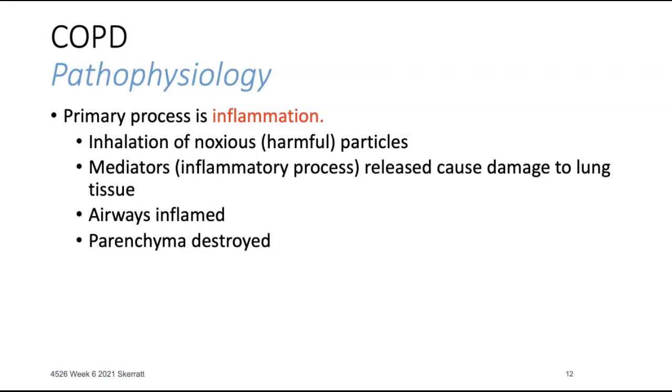So let's look at the pathophysiology. The primary process is inflammation. It starts with an inhalation of noxious particles. An inflammatory process takes place, which causes damage to the lung tissues, the airways become inflamed, and the parenchyma is destroyed. Parenchyma is the tissue involved in gas exchange, so the viable or functional tissue in the lungs.